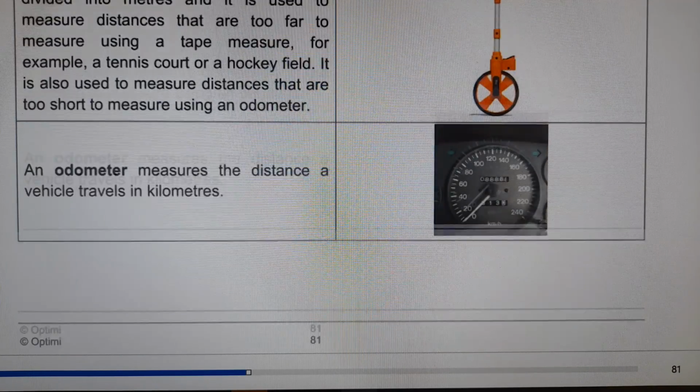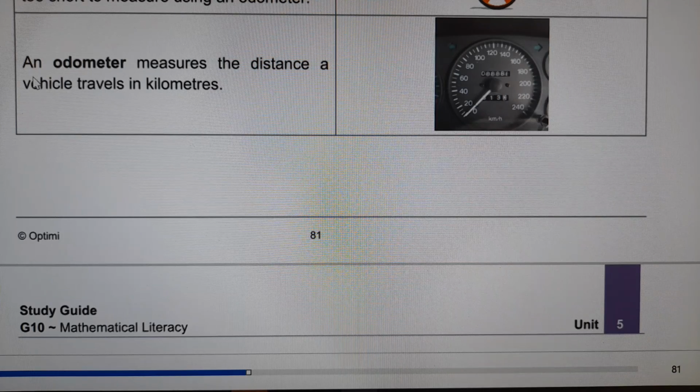Okay, now let's look at the odometer. This is what you see in the car. An odometer measures the distance a vehicle travels in kilometers. So this will show the distance that the car traveled in kilometers.